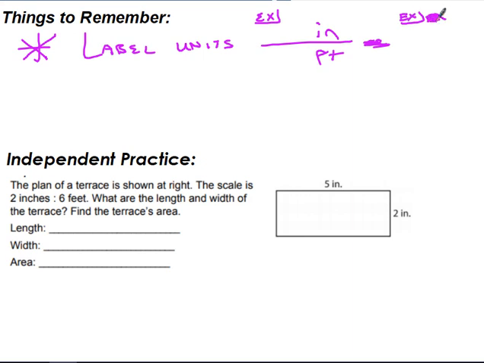Okay, so make sure you label everything because that's super, super important to label your units. And then also, one thing to remember is cross multiply. And we set them equal to each other. Okay, I want length, width, and area of this guy for your independent practice.